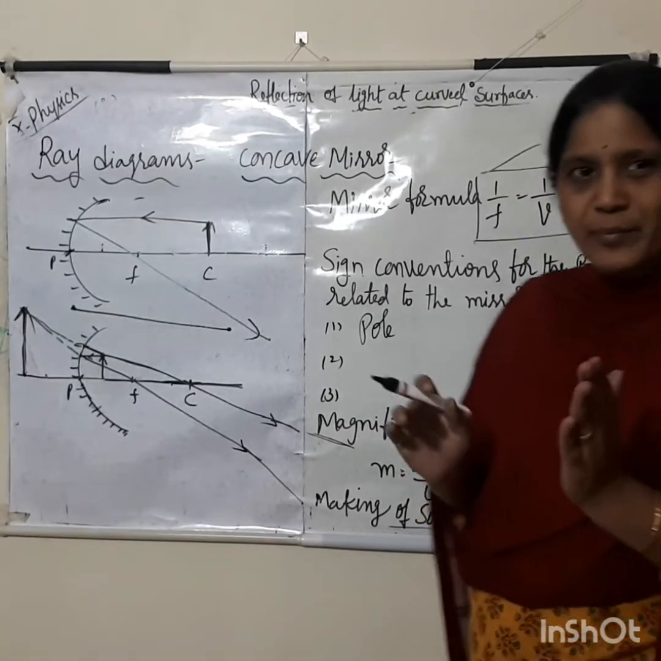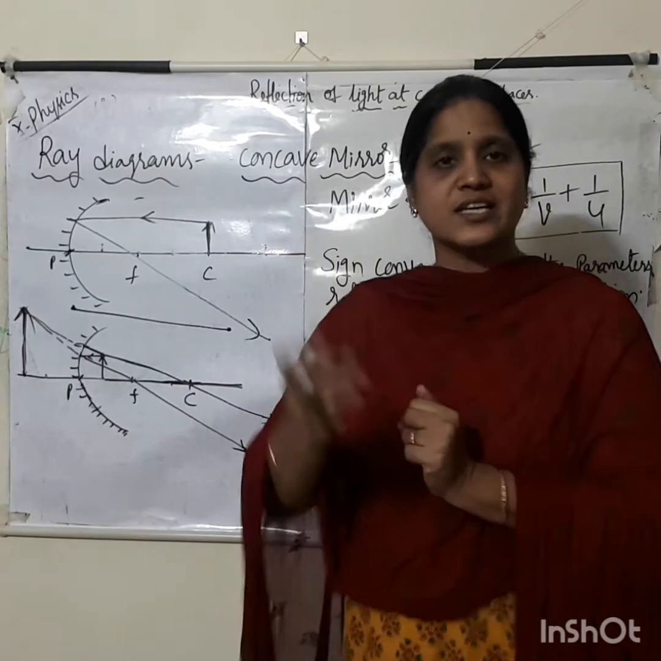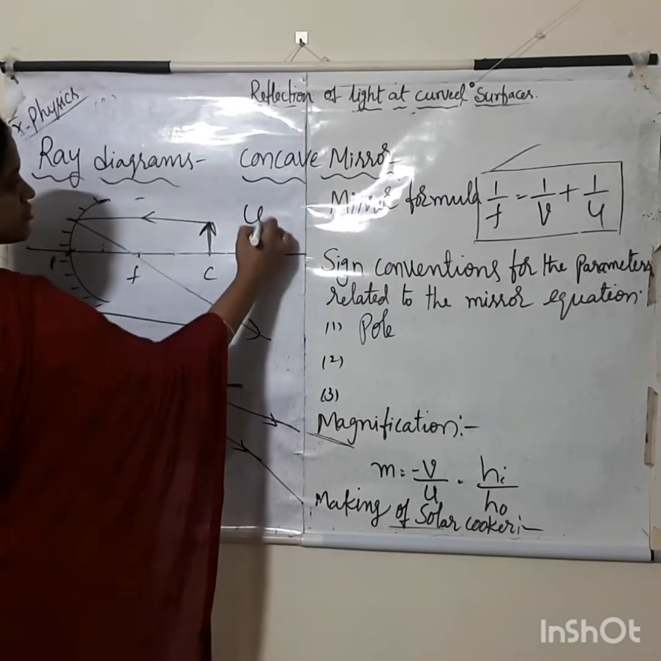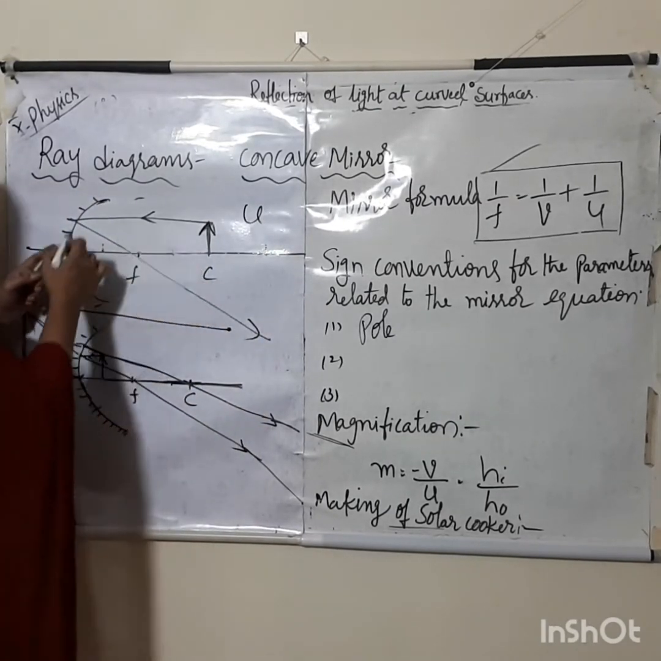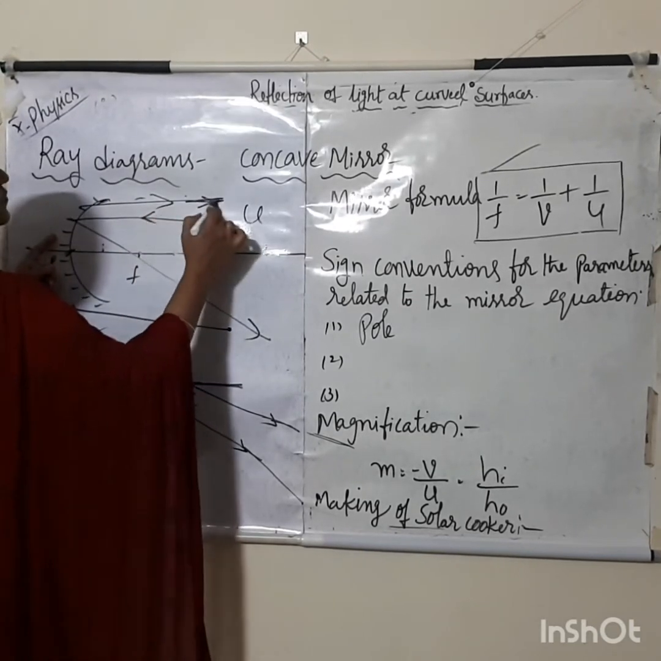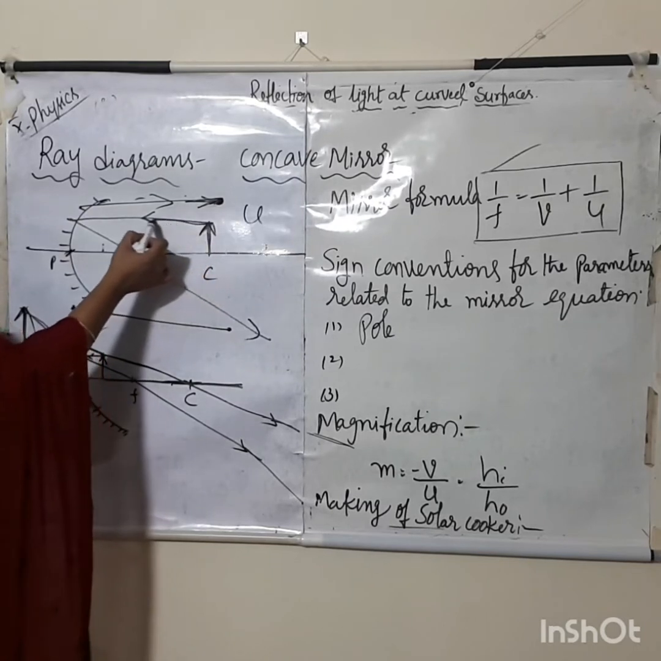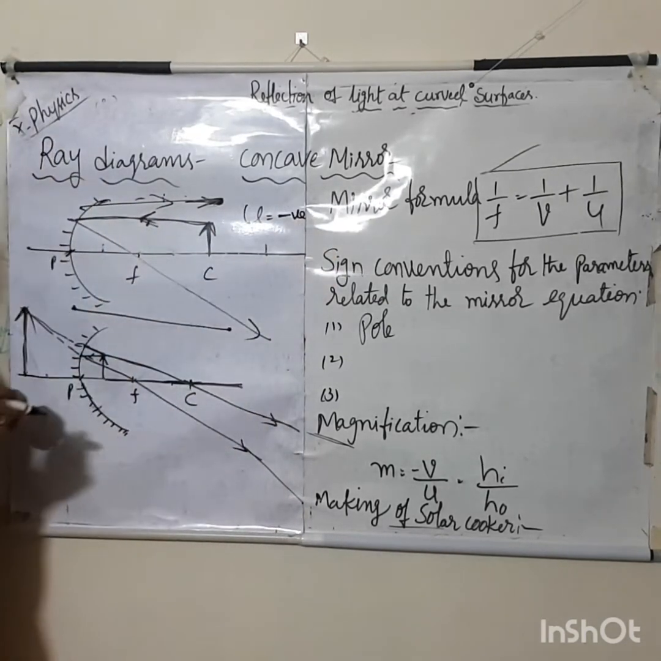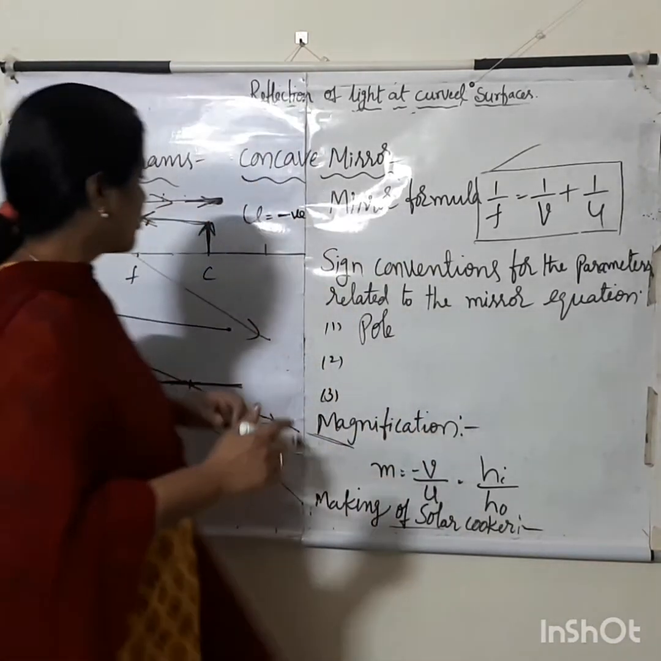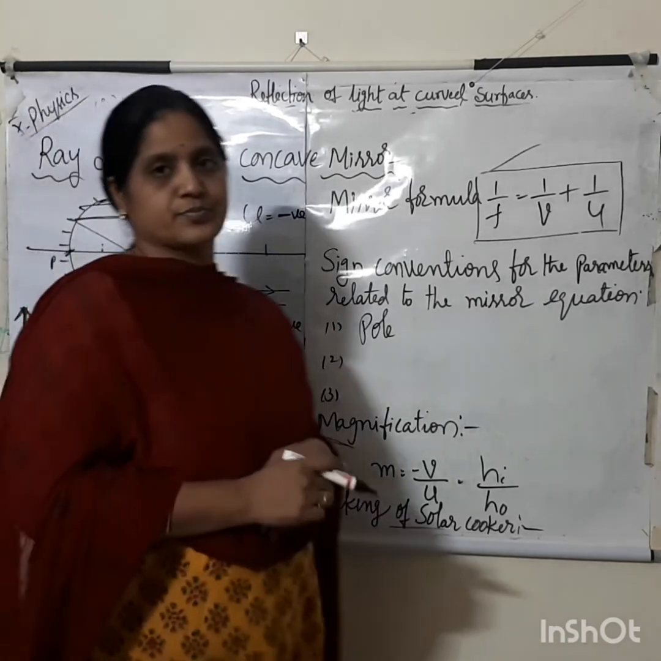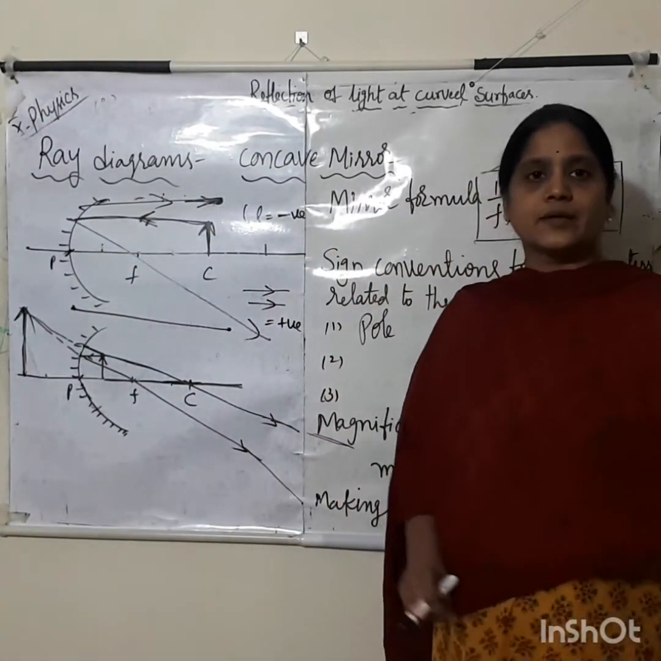Next, when you are measuring distances in the direction of the incident ray, you must take it as positive. For example, here I am going to take the object distance. I should start from the pole and go to this object. But the incident ray direction is along this direction, so these two are in opposite directions. In that condition, you must take it as negative. If both are in the same direction, you must take it as positive. That is rule 2.